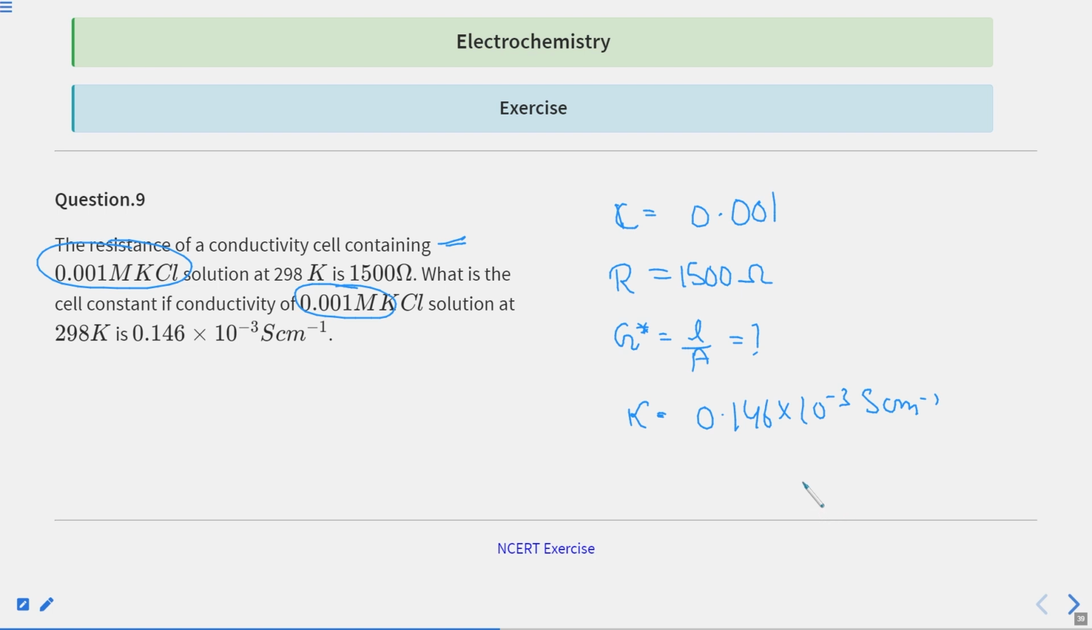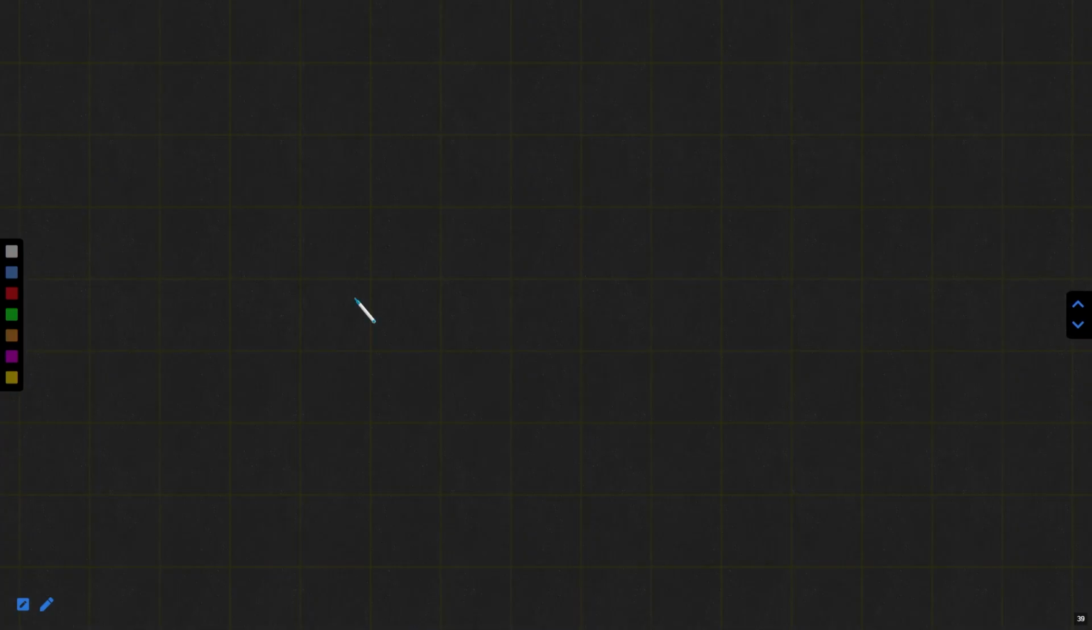Now here's the tricky part of this question. They have mentioned the concentration. Although they have mentioned it to simplify that it is for the same resistance or conductivity or for the same concentration, it will confuse you. So you should be aware that you don't need this value. So let us see how we don't need this value.